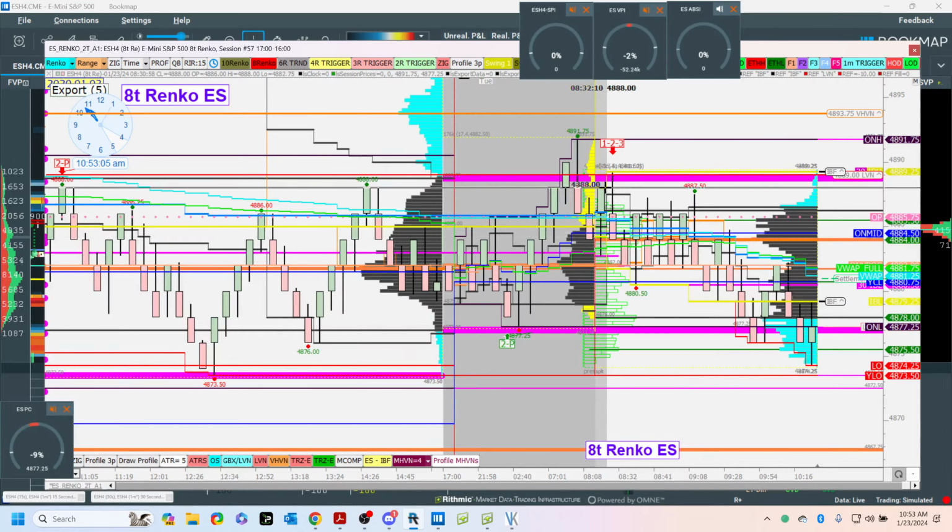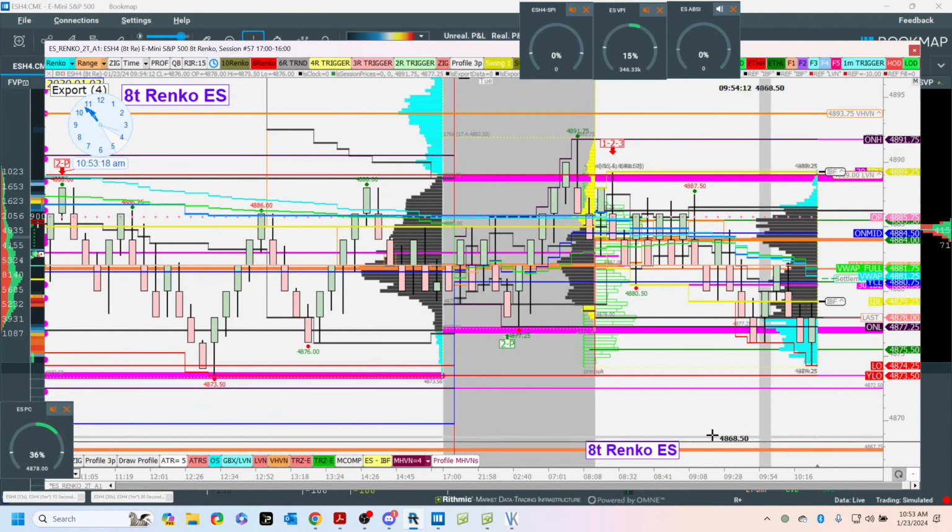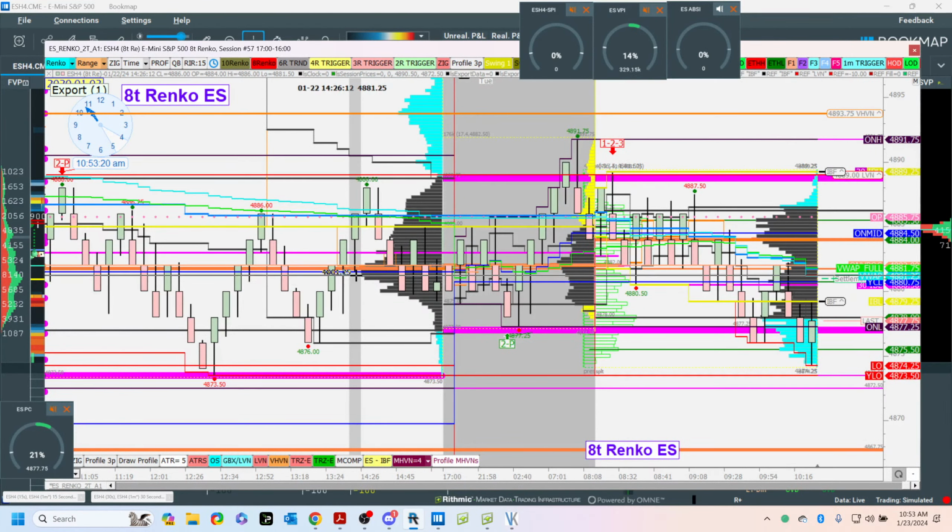We have over an 80% probability we will take out the overnight volume point of control, past performance not indicative of future results, and there's more. And we have about a 70% probability we'll get to this, and there's more.